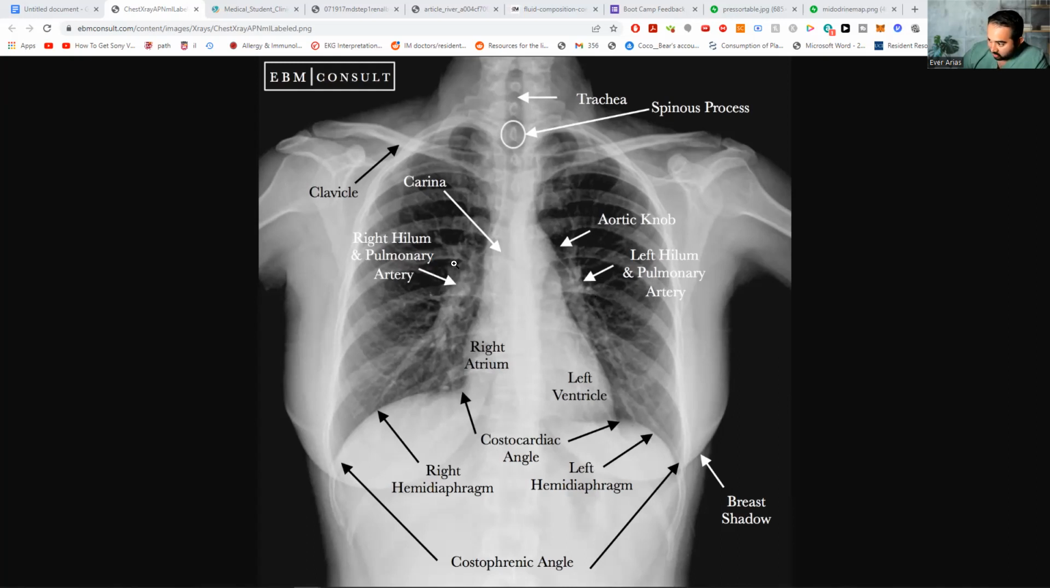Sometimes this vasculature itself will be thicker. That's called increased vascular congestion, especially for edema. And this is the heart border itself. You're looking at the aortic knob here. So there's the right side.